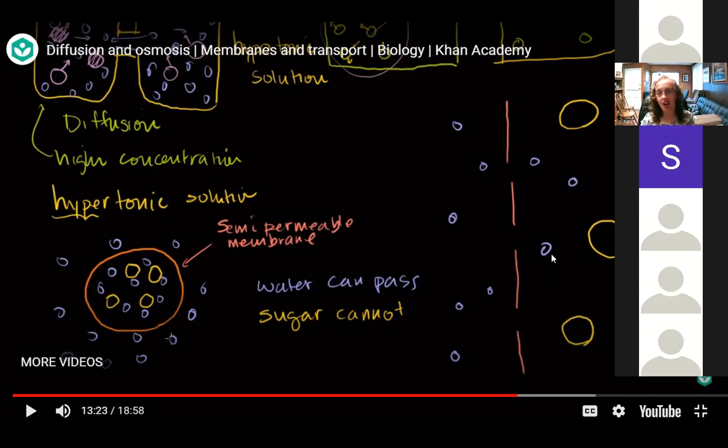So if the membrane is permeable to water, is the water going to diffuse from the left to the right or from the right to the left?